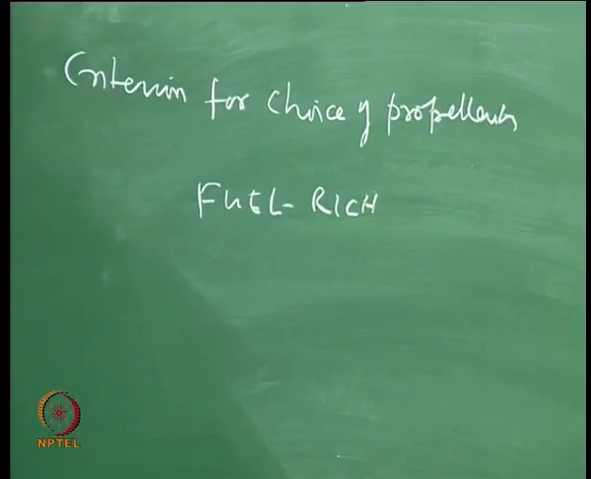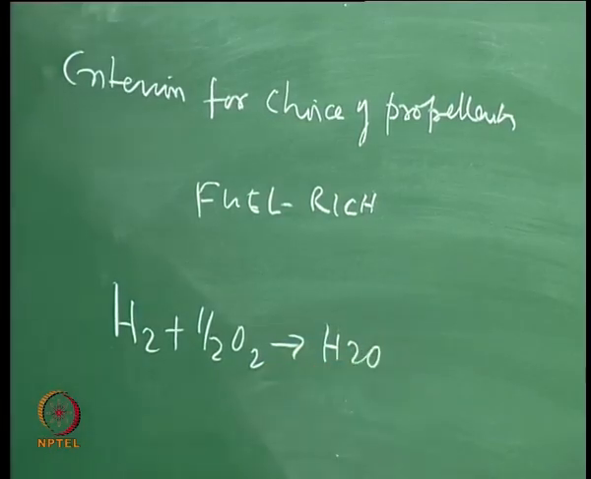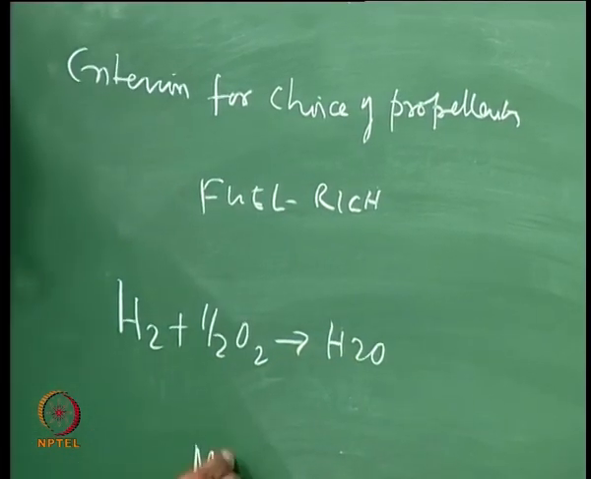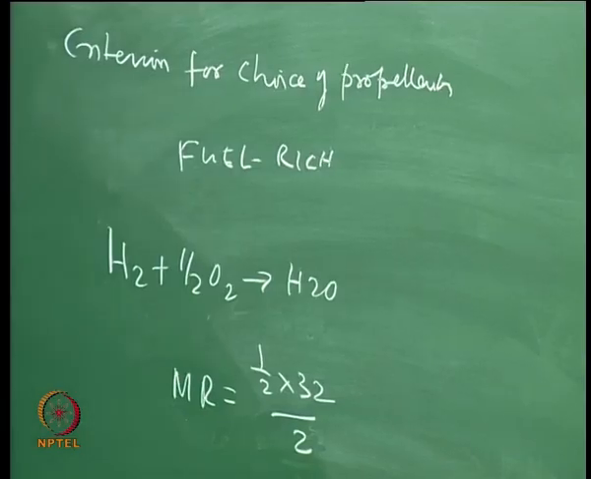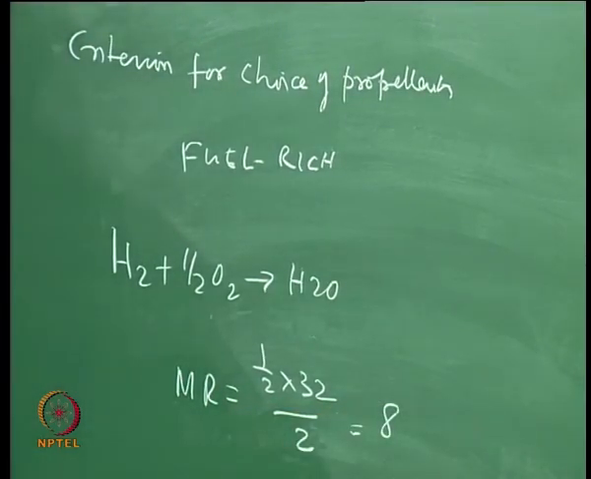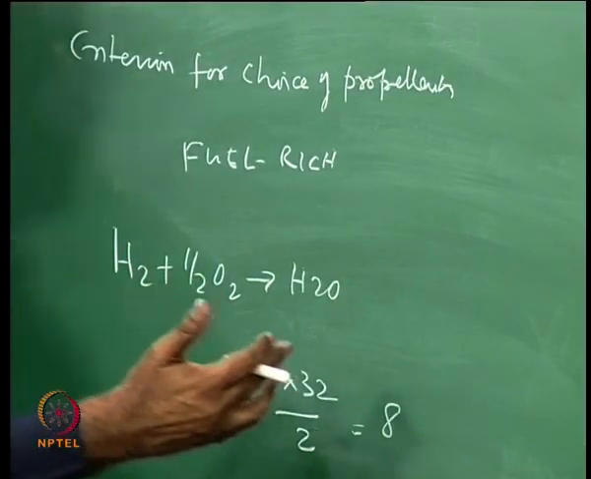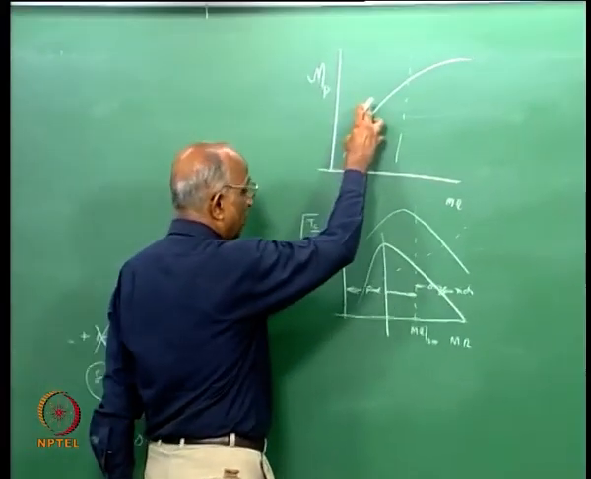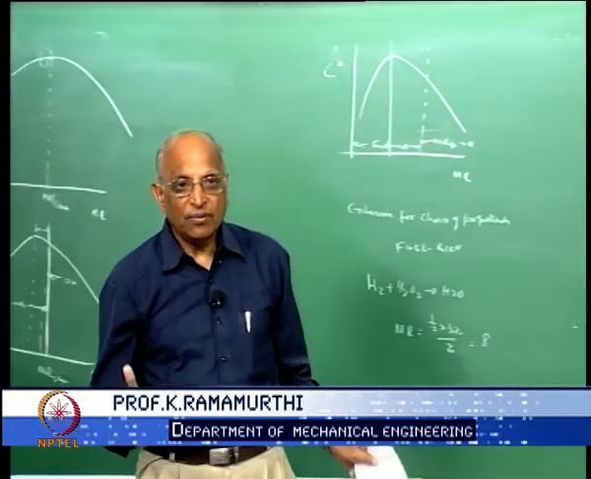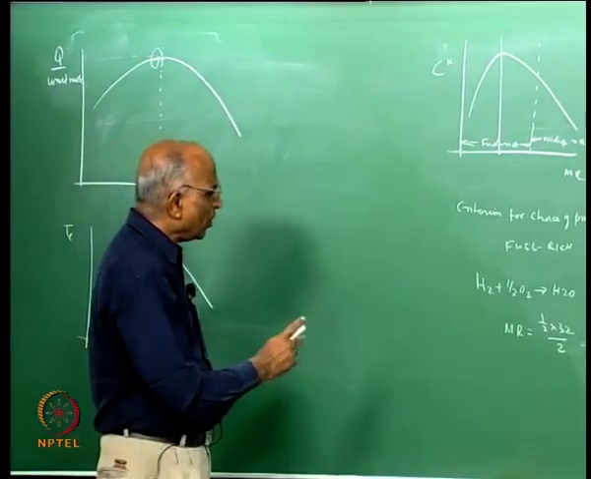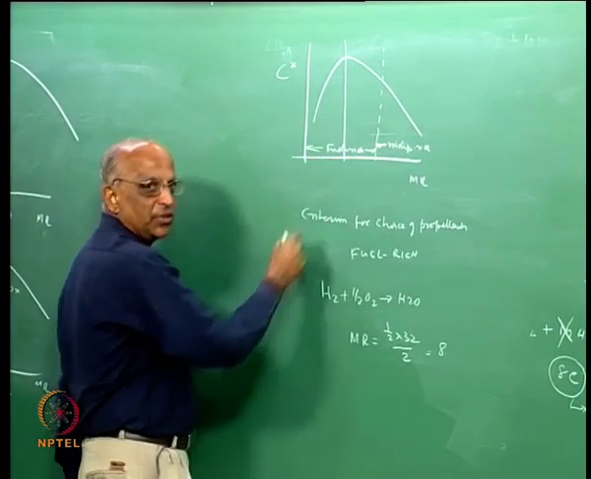In other words, if I have the stoichiometric reaction H2 plus half O2 giving me H2O, the mixture ratio in this case is half into 32 divided by 2, that means a mixture ratio of 8, which is stoichiometric. But in practice what we use is a mixture ratio between 5 and 6. The reason being, yes, I get the advantages of the lower molecular mass of the products, and also to some extent the saving from the specific heat. Therefore, what we have told ourselves in this class is that for the choice of propellants it is better to have fuel rich propellants, that means mixture ratio less than the stoichiometric mixture ratio.